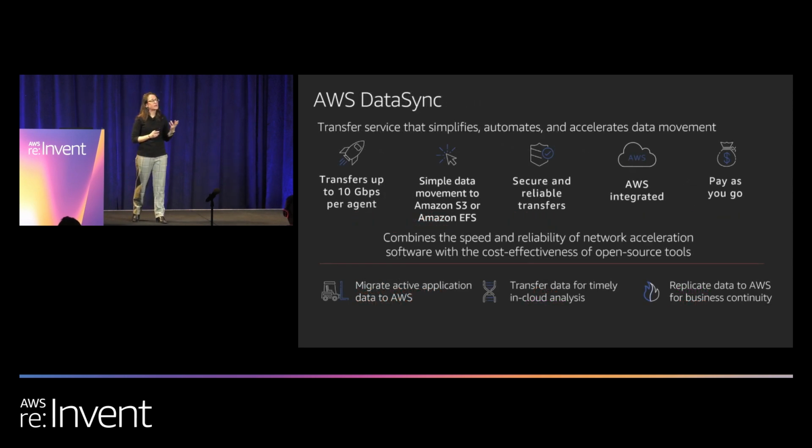And we also have a service called AWS DataSync. I believe it launched about last year this time. And you want to think about this as like rsync on steroids. So if you have items in your on-premises data center that you need to be able to sync up to the cloud, you can deploy these agents very quickly. They will transfer up to 10 gigabytes per agent, and you can have simple movement into Amazon S3 or EFS. And again, these are secure and reliable transfers, and you don't have to worry about the underlying infrastructure, and you just simply pay as you go.